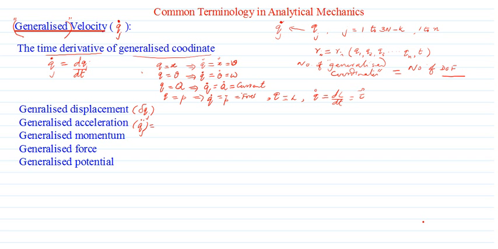Similarly, generalized momentum. Generalized momentum, we will call it p itself, simple p, which is the linear momentum, but we will write pj usually. So pj represents generalized momentum.